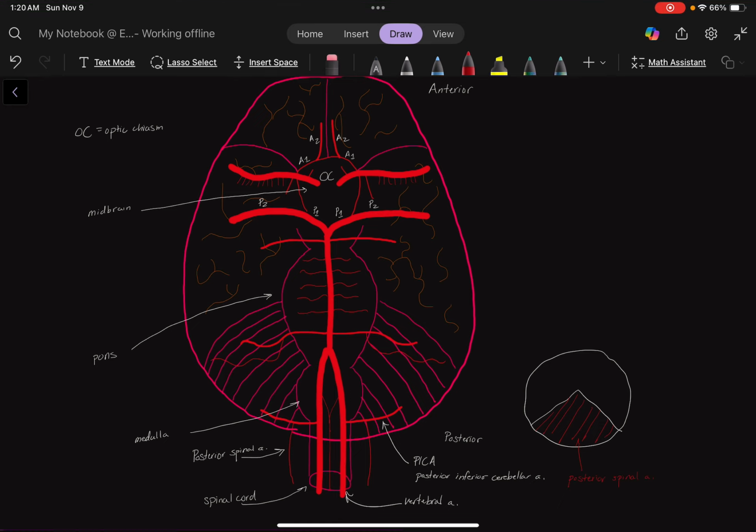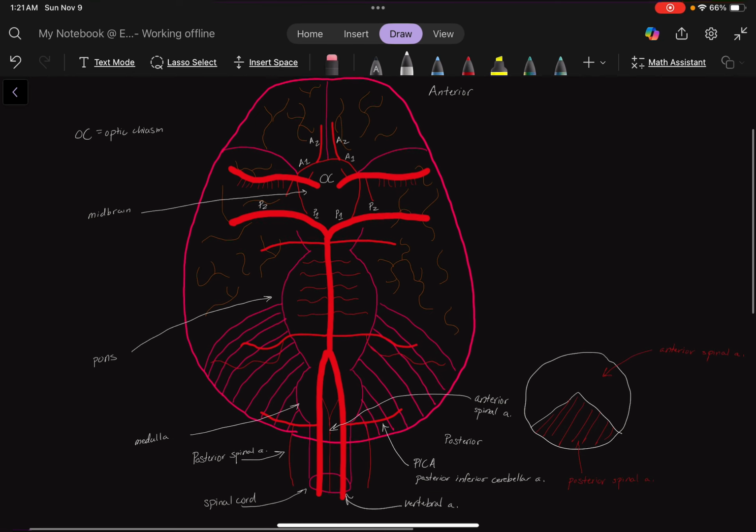Okay, and the rest, the anterior 2/3 of the spinal cord, would be supplied by the anterior spinal artery. And we can see the anterior spinal artery coming off the vertebral arteries right here, okay? They come off and then join together and run straight midline down the entire spinal cord, okay? So this right here would be the anterior spinal artery, okay?